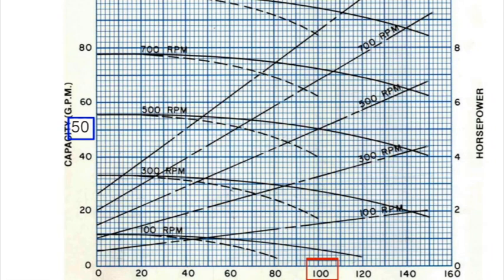And all we're going to do is come up and intersect where those 2 points meet. That is going to give us our RPM of that pump. So when we do that, we're going to find out real quick that this pump has to be pumping at 500 RPMs to achieve the 50 gallons a minute at 100 PSI.